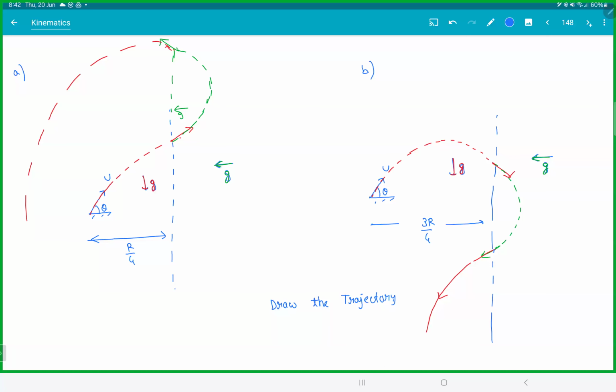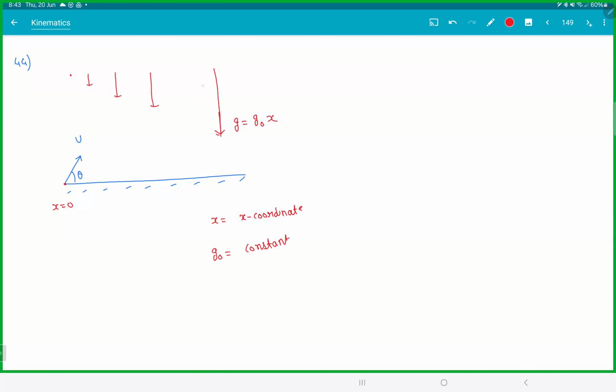When you go a little forward, gravity increases. When you go a little more, gravity increases. Gravity increases and gravity increases. Are you getting how gravity is bumping up? The more you go horizontally, the more gravity you experience. So this is again another weird thing where g increases as we go forward.